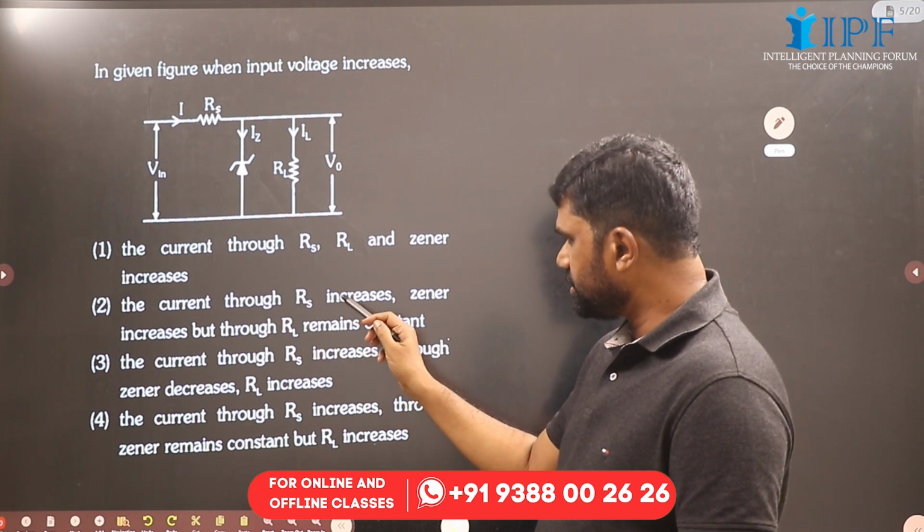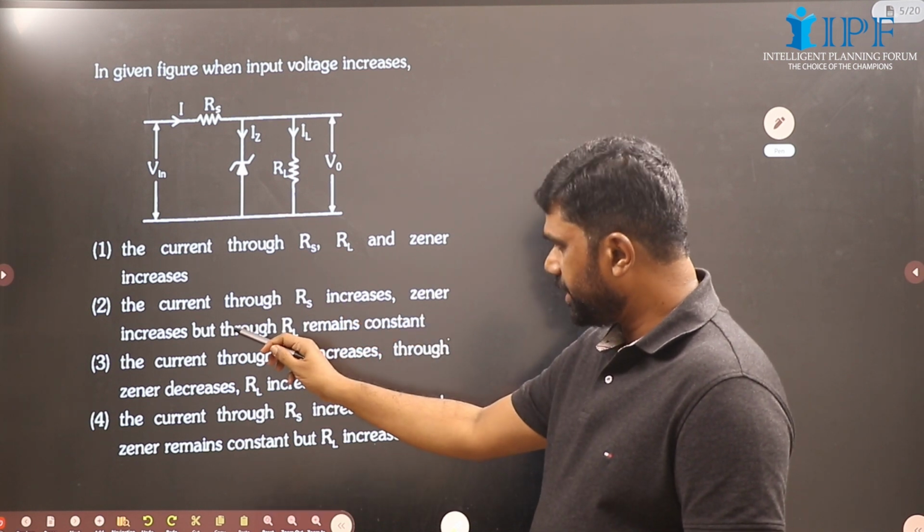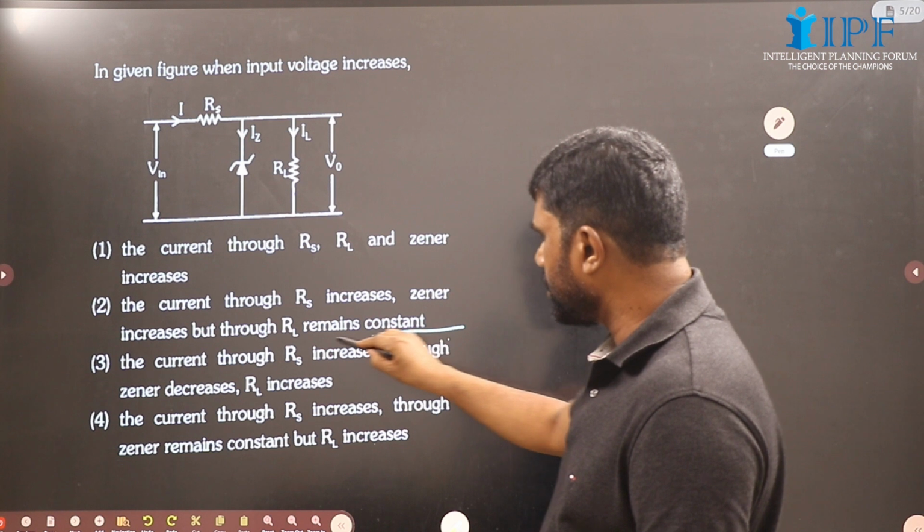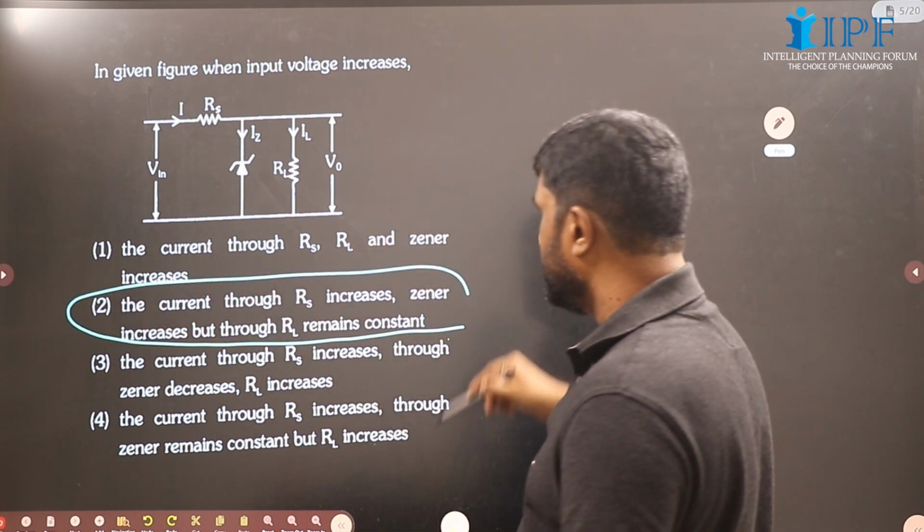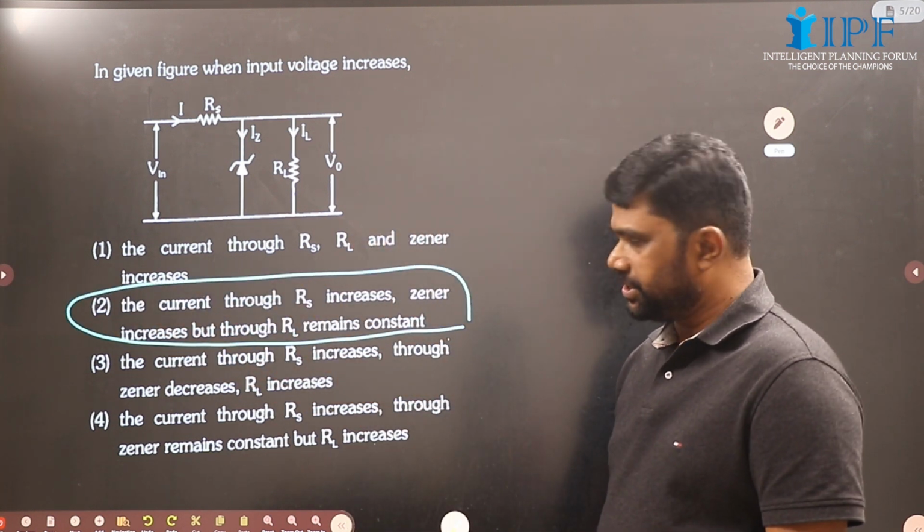Current through RS increases, fine. Zener increases, fine, but through RL remains constant. That is the correct option. Current through load resistance won't change.